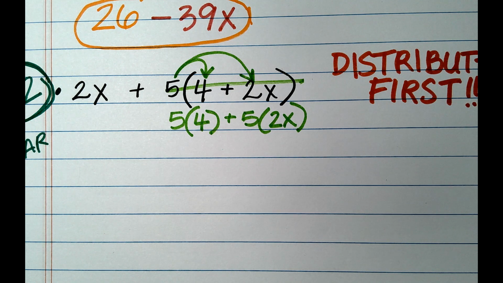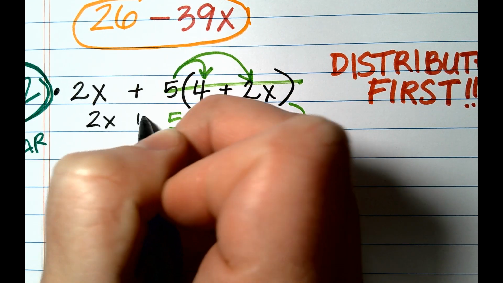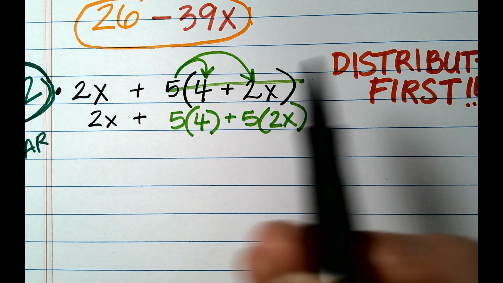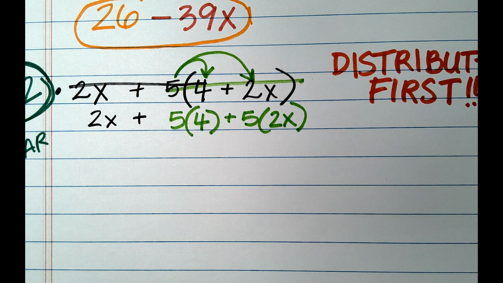Yeah, we can bring our 2x down. Let's do that. All right, 2x plus 5 times 4 plus 5 times 2x. Okay, so I'm gonna cross all that off. I got a whole new problem.